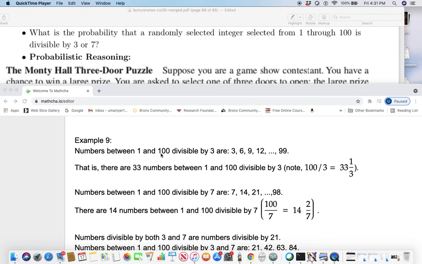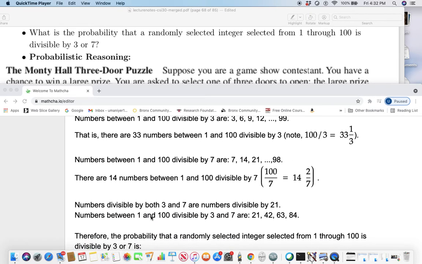Another way of seeing this: 100 divided by 3 is 33 and a third. So that is the integer part. Those many multiples of 3 you will find. So what about 7? Well, same story. 7, 14, 21, and the last one before 100 is 98. Again, divide 100 by 7, you will get 14 and 2 sevens. That's the integer part. So 7 times 1, 7 times 2, 7 times 3, and that's 7 times 14. So how many multiples of 7? 14.